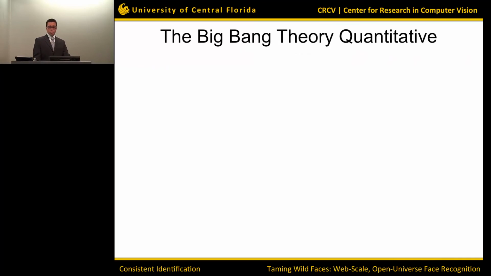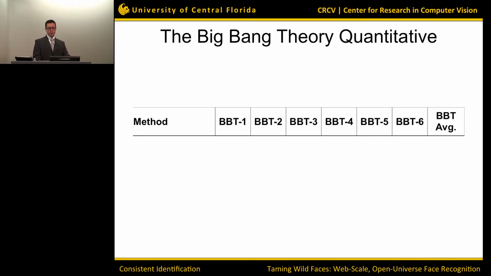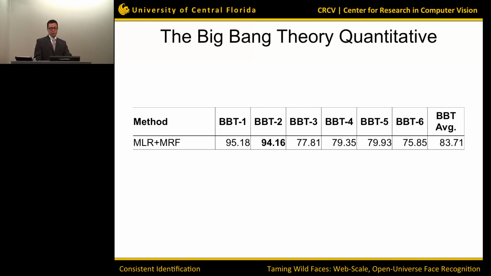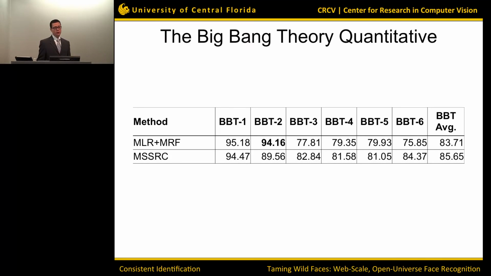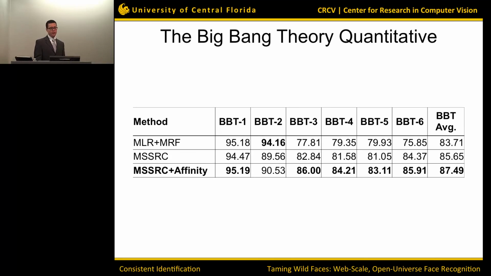Now we're able to also do quantitative analysis because in the paper that was released, there are 6 episodes of Big Bang Theory that have been annotated, and their average result was 83.71 using a maximum linear regression as well as an MRF. Now if we use just MSSRC, we're able to get almost a 2% improvement over their method. However, if we combine it with the affinity-based propagation, we get close to 4% increase over the state-of-the-art.